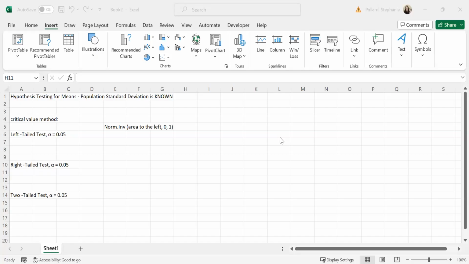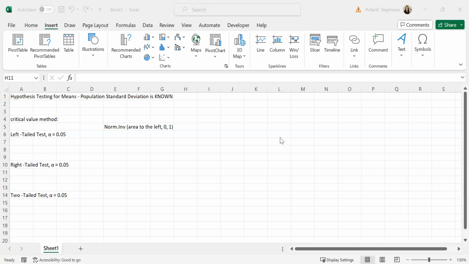Welcome back, everybody. In this video, we're going to continue talking about hypothesis testing for means, also with the population standard deviation known. But in this video, we're going to consider another way to hypothesis test, which uses critical values. So in the video here, I'm going to show you how to find the critical values in a left-tailed, right-tailed, or two-tailed test. Similar to the last video, we've actually seen this function before.